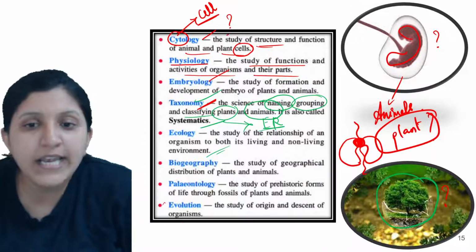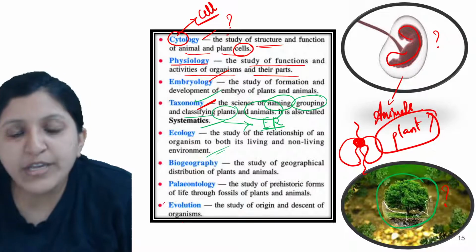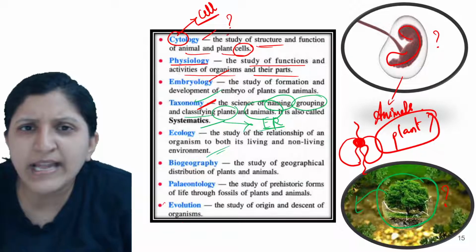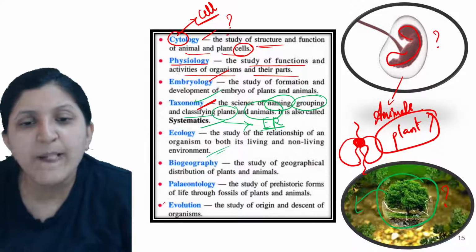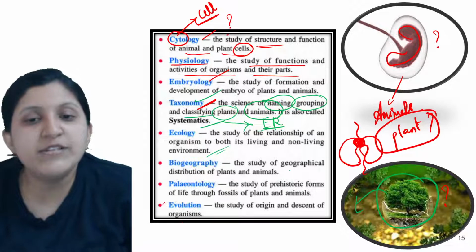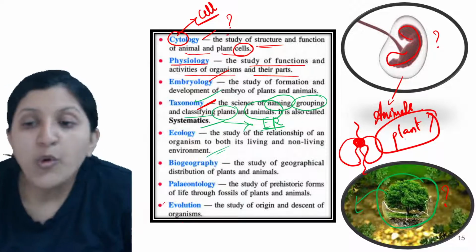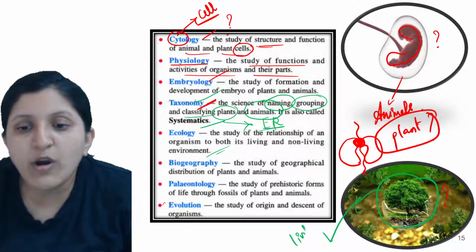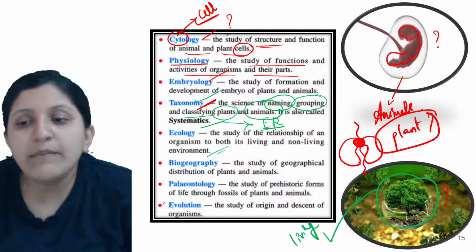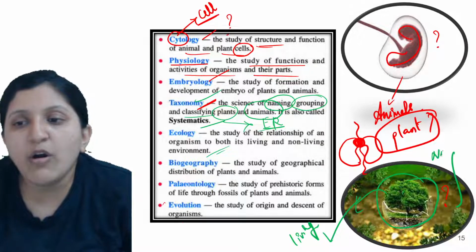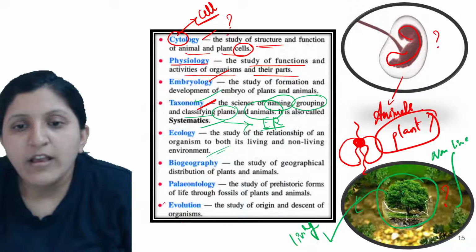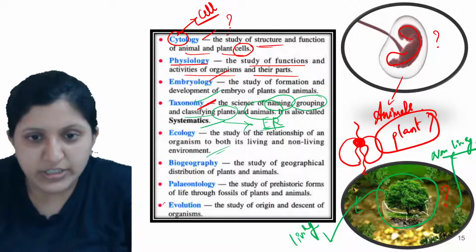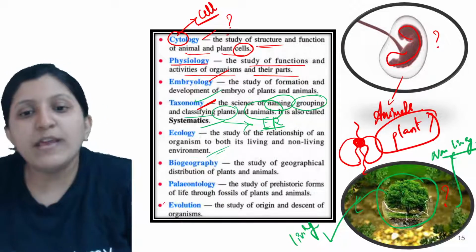And what is the relationship of this tree to its surroundings, both living and non-living? There might be an animal or a bird that comes to it. So what type of relationship does this organism have with living organisms? It can be with respect to living organisms, and it can also be with respect to non-living organisms. This is mainly associated with functioning. So that is ecology.